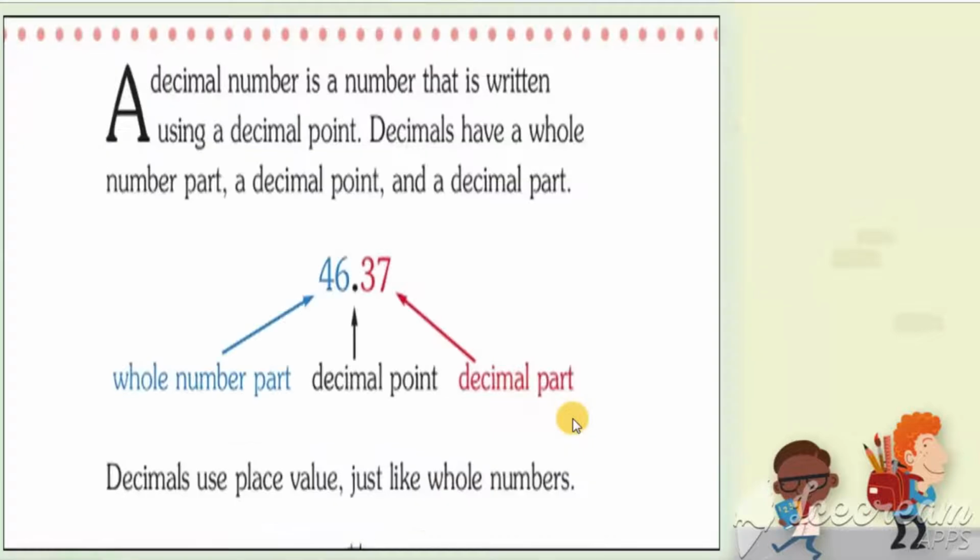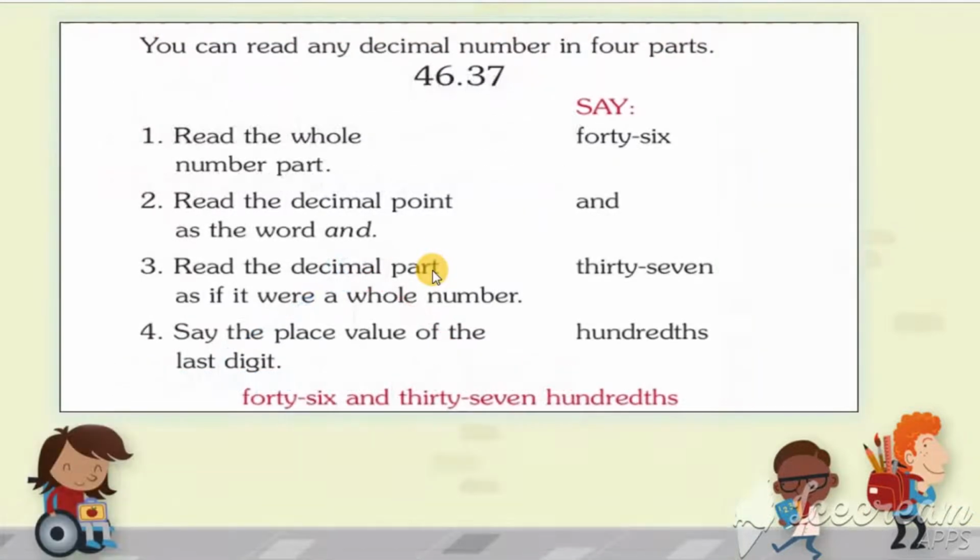Let's see here. A decimal number is a number that is written using a decimal point. Here I have this number, 46.37. So what is this? This is the decimal point. And what is this? To the left is the whole number. The whole number here is units, tens, and here the decimal part. This is tenths, hundredths, and thousandths.